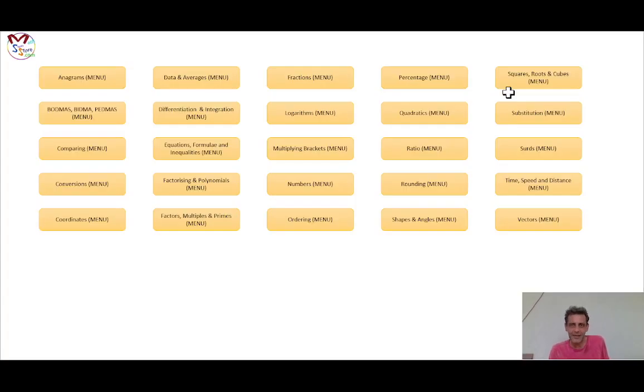If you accidentally click on one of these buttons, you have to go back to the main screen to get back to the main menu.